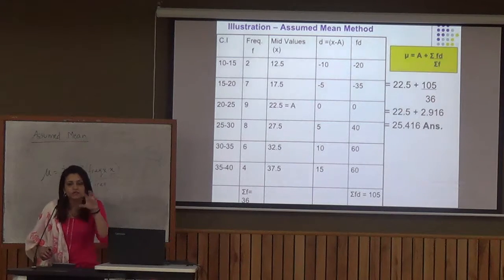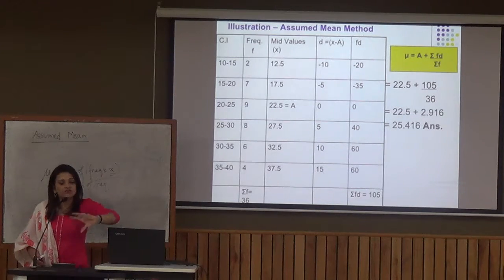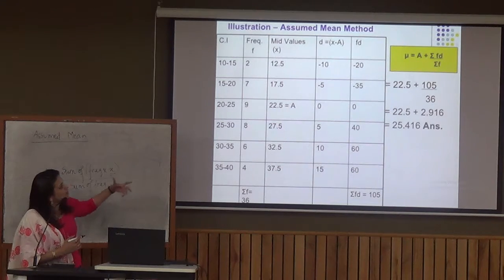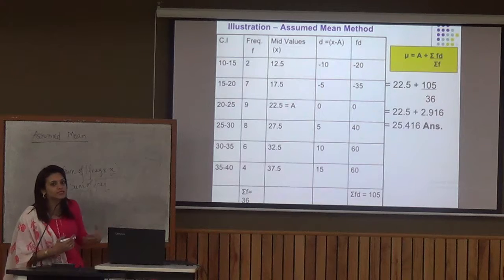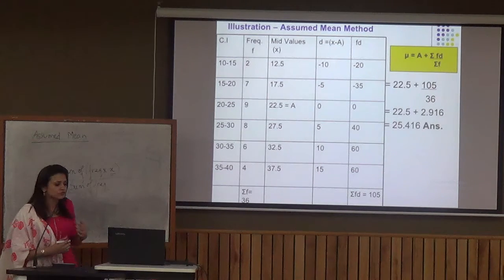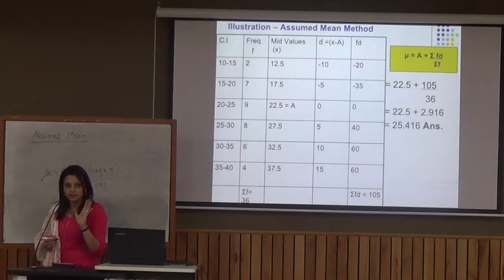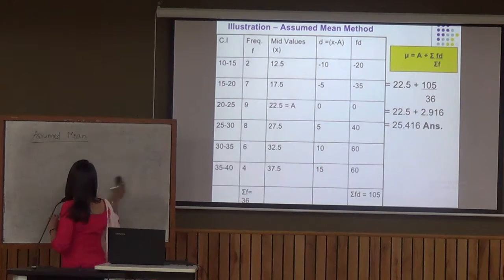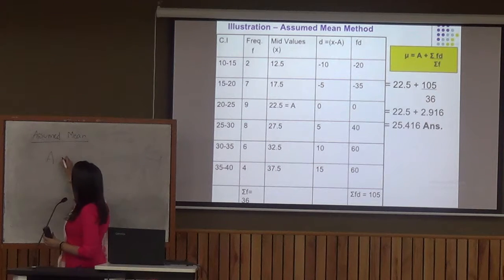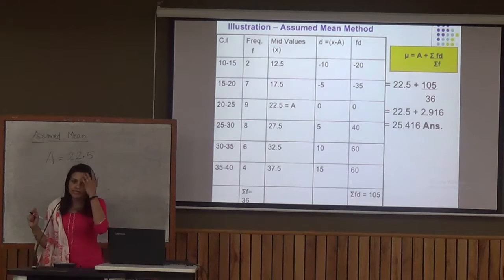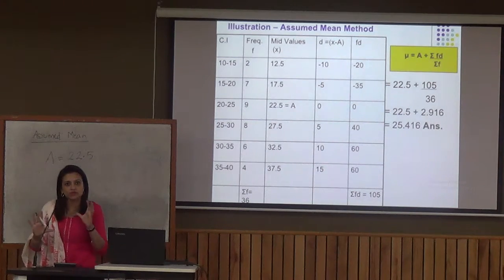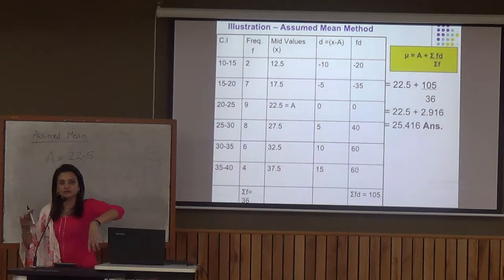The middle value amongst these x should be our assumed mean. The mid value here can be either 22.5 or 27.5. You take any. So let us say that the assumed mean a is 22.5. That is my assumption right in the beginning, that my mean is going to lie somewhere around 22.5.